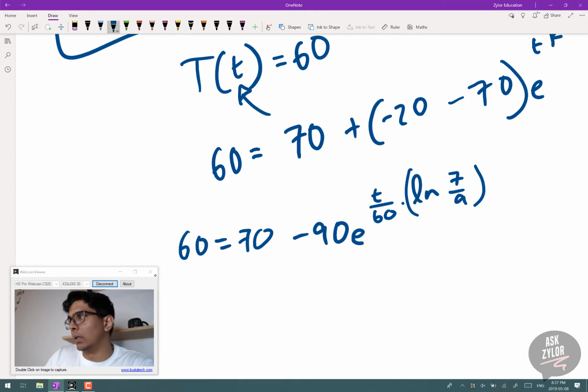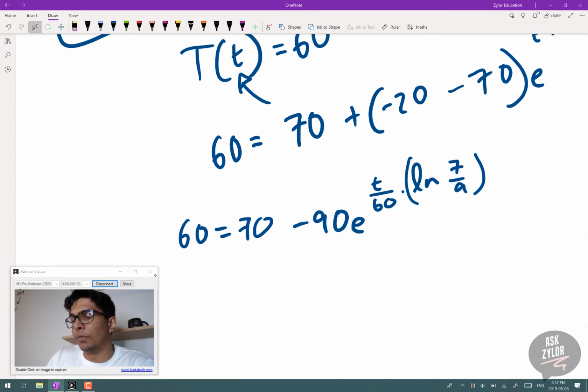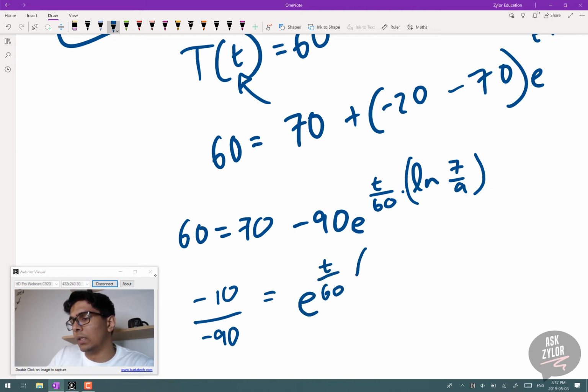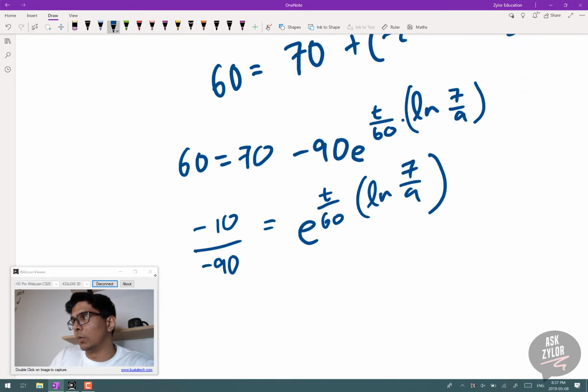So then I can again simplify this equation. So 60 minus 70, I have negative 10 is equal to negative 90. I can bring the negative 90 to the other side, so I have negative 90 is equal to T over 60 times ln of 7 over 9. This one evaluates to 1 over 9 is equal to e to the T over 60 ln 7 over 9.